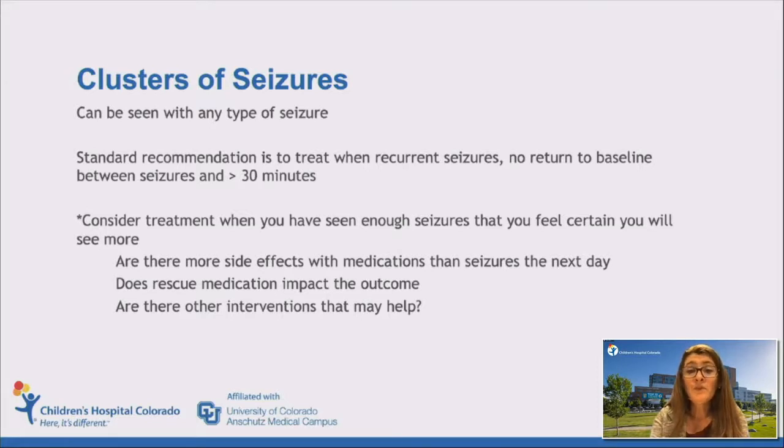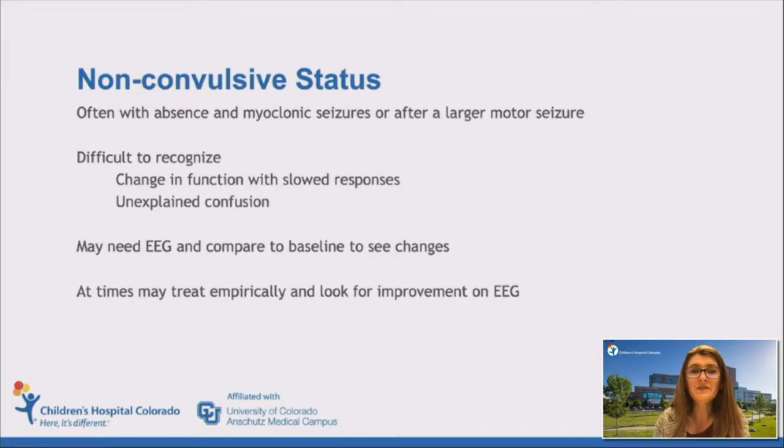And of course, always remembering that we do have our preventative anti-seizure medications, and that it may be better to make adjustments in those rather than using a rescue medication when we see these clusters of seizures. And then the last situation that we should think about is non-convulsive status. And this can be really tricky. These often involve absence and myoclonic seizures in children with Dravet syndrome, or can occur after a larger motor seizure. I think it's a little less clear what seizure type we have in that situation.